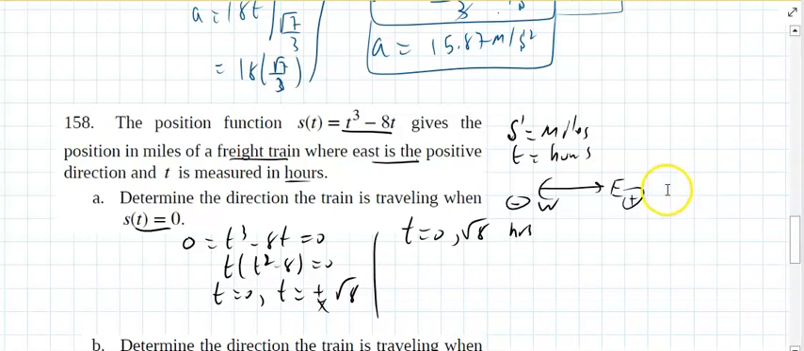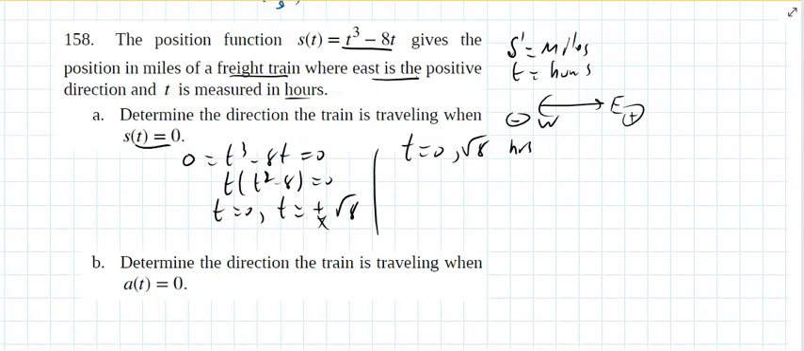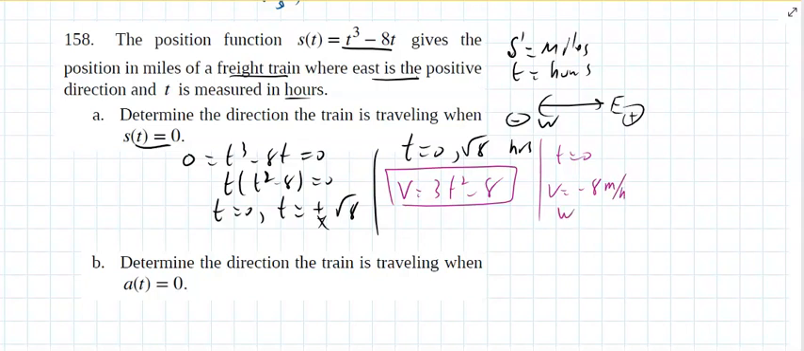Now what do we need? Determine the direction of the train. We take the velocity. If the velocity is positive, it's moving east. If the velocity is negative, it's moving west. So what's the velocity of this train? v is 3t squared minus 8. If I evaluate this at t equals 0, v equals negative 8 miles per hour. This is west.